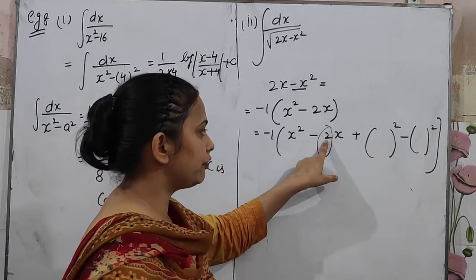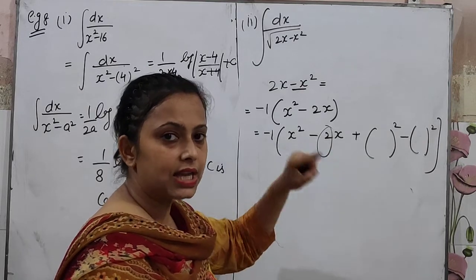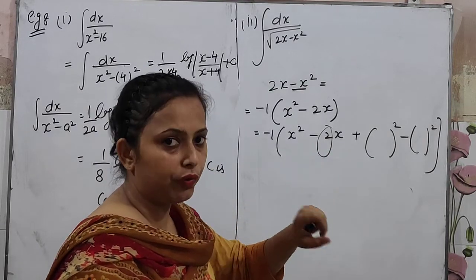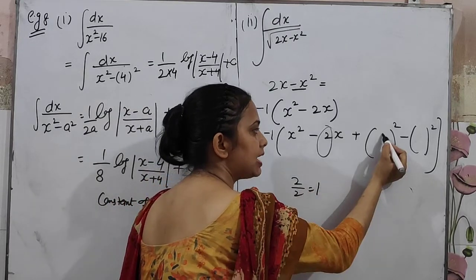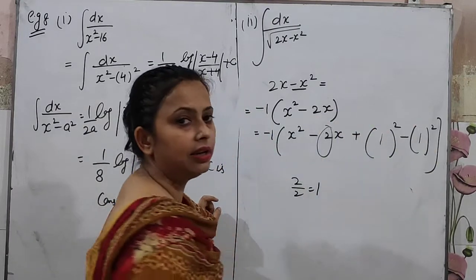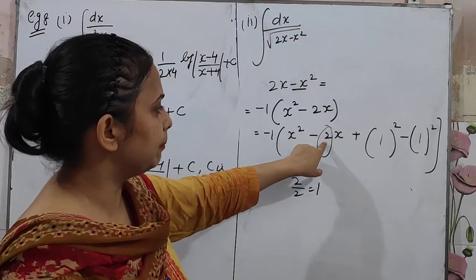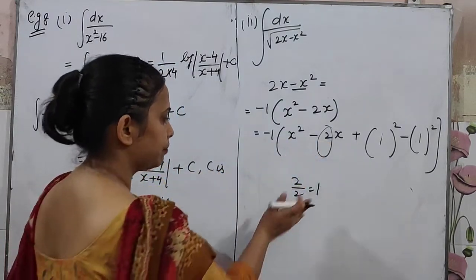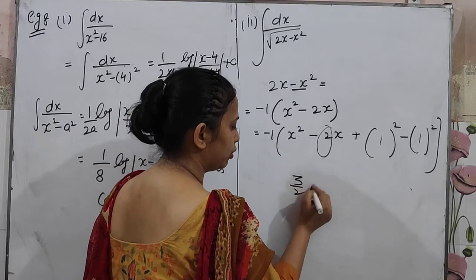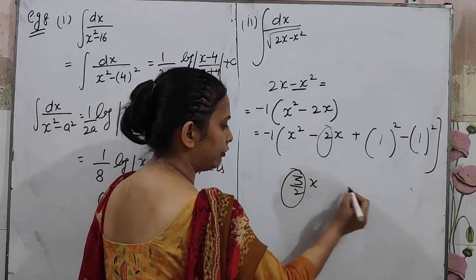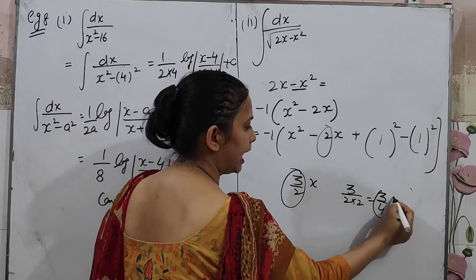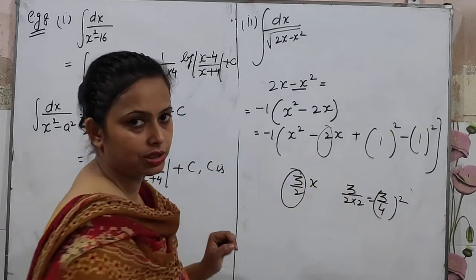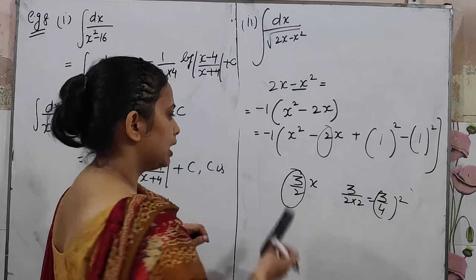What is the coefficient of x? 2. Half of 2 will be 1. So it means adding 1 square and subtracting 1 square. Whatever the number, for example if it is 3 by 2x, then half of it is 3 by 2 into 1 by 2, 3 by 4, and then you will add and subtract 3 by 4 square. Are you clear?